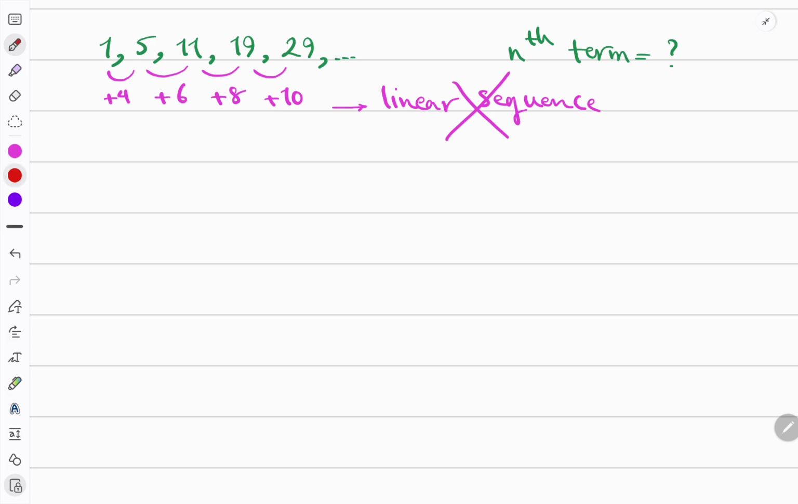So we should continue finding the difference. 4 plus 2 is 6, plus 2 is 8, plus 2 is 10. So this is a constant, which is 2. So it means that we have a quadratic sequence.